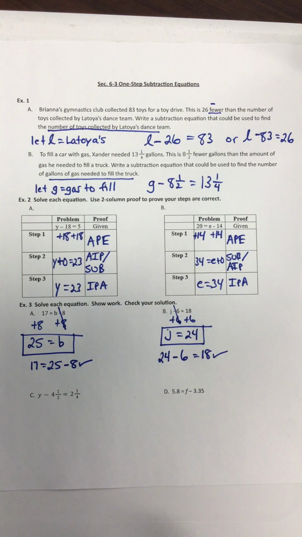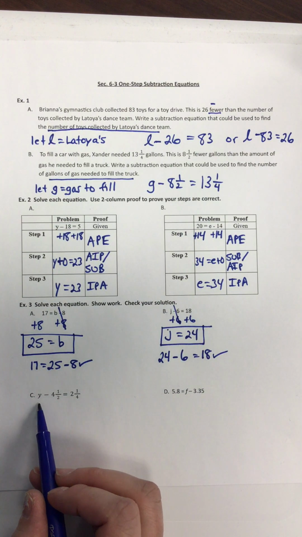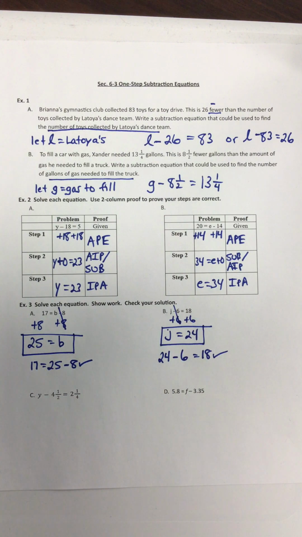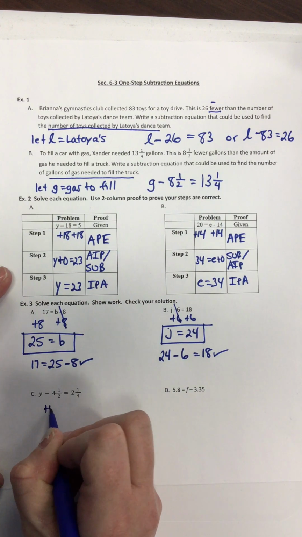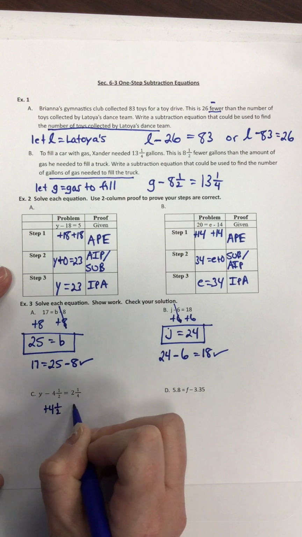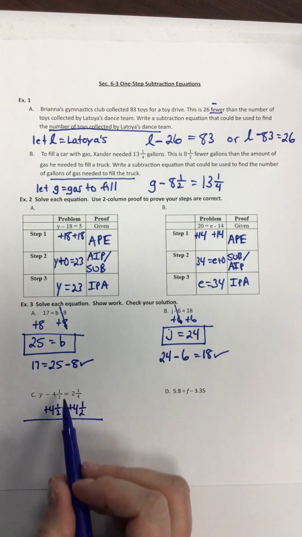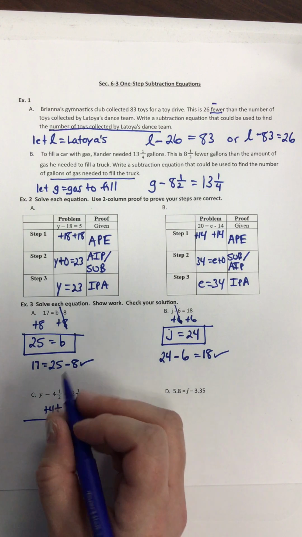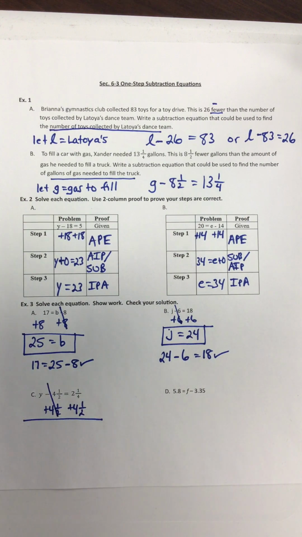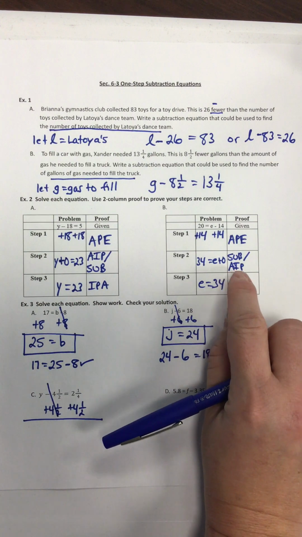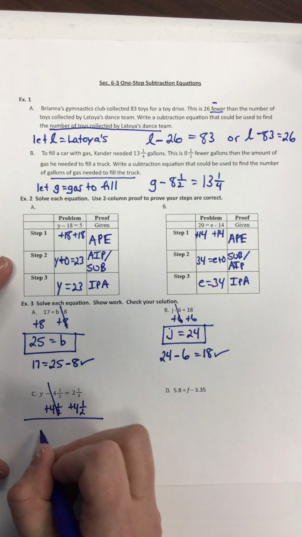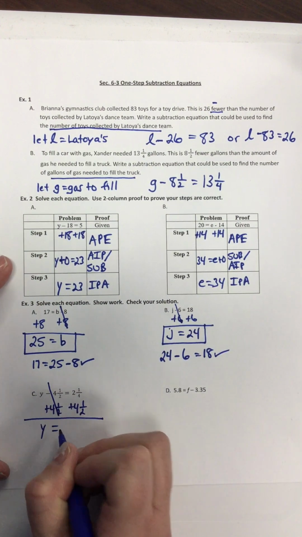Again, we've got fractions and decimals, but that doesn't change anything. Y minus 4.5, so I'm going to need to add 4.5 to each side to get y by itself. Again, that's the addition property of equality. The minus 4.5 and the plus 4.5 are going to cancel out. It's going to equal 0, right? That's the additive inverse property. Drop the y down, drop the equal sign down.